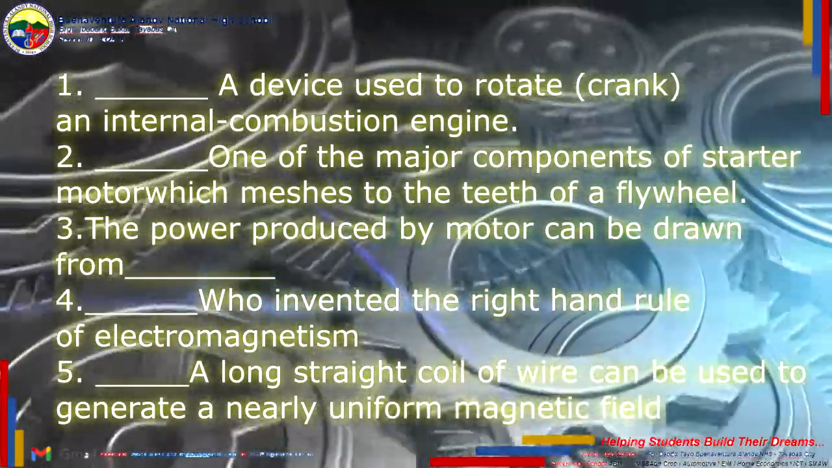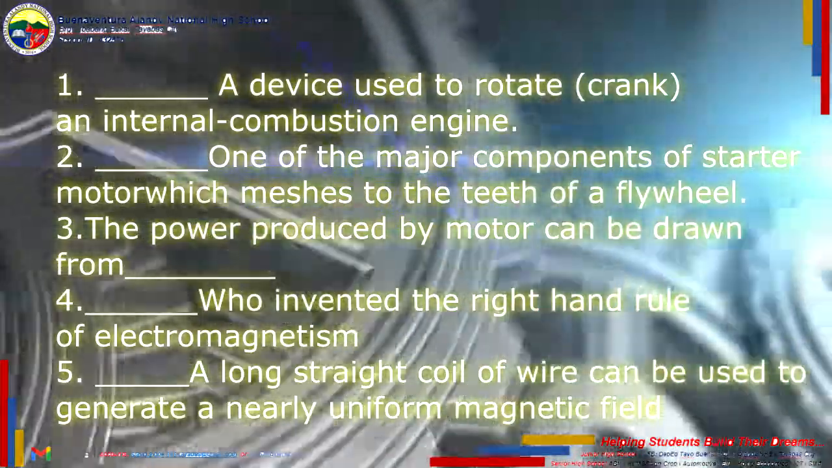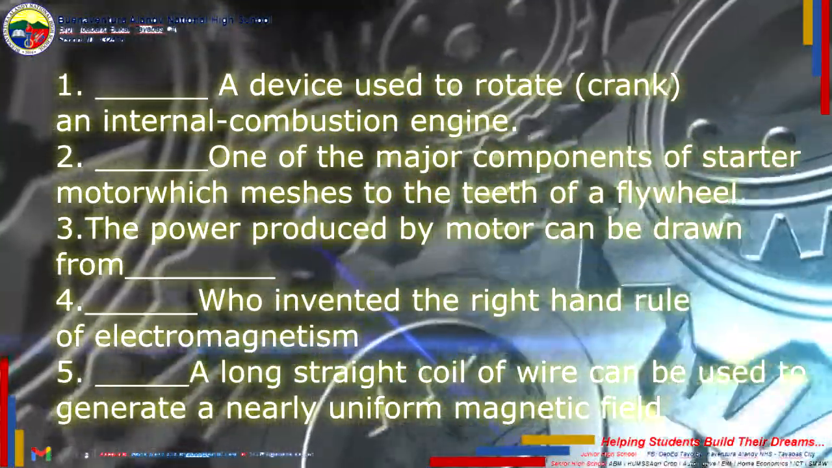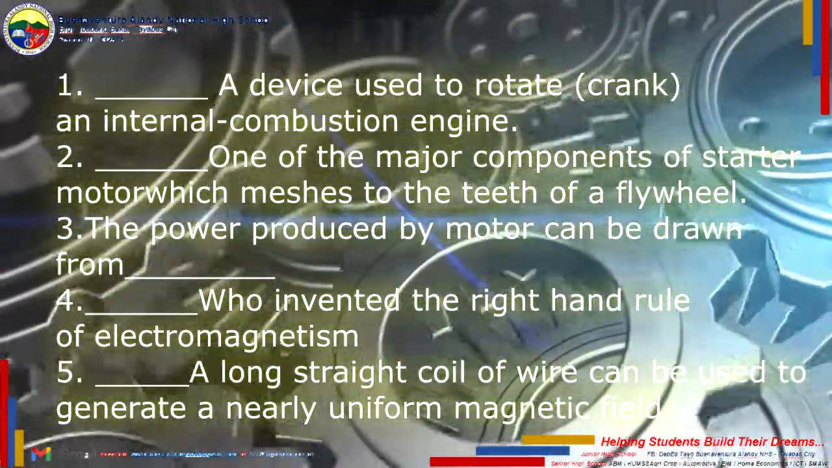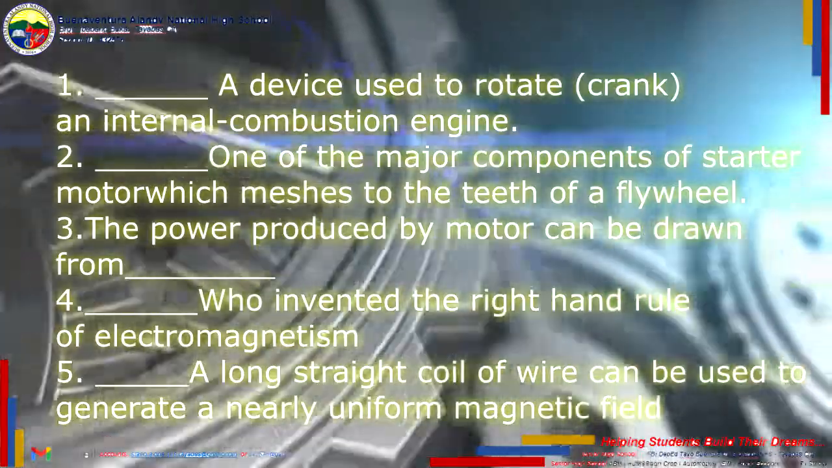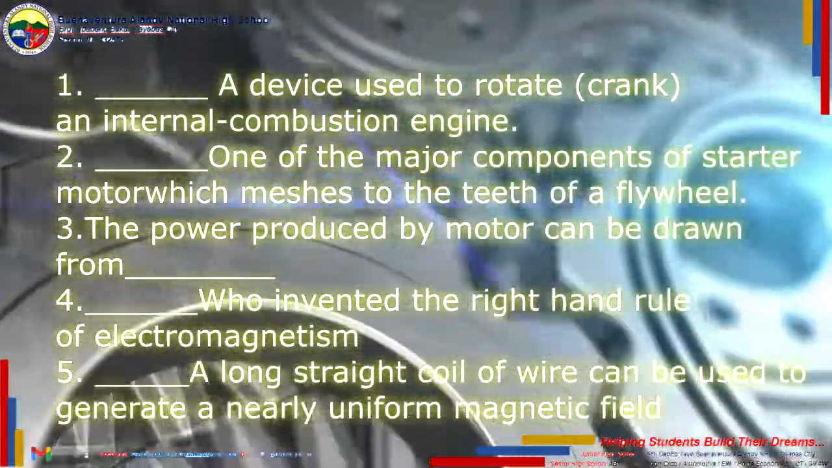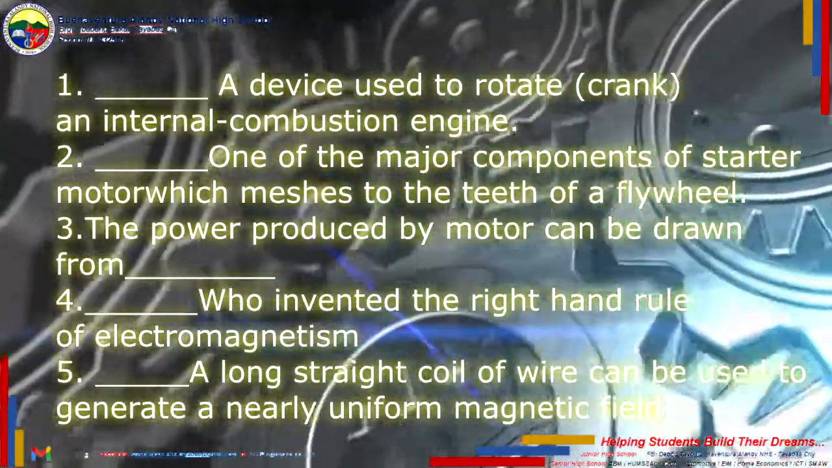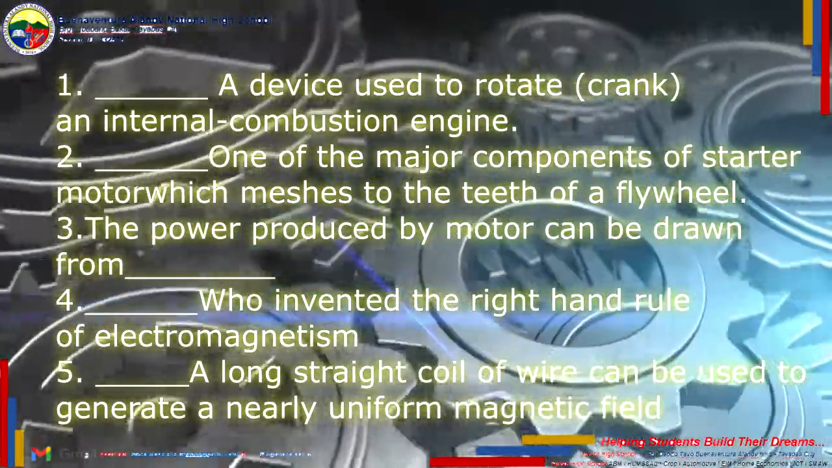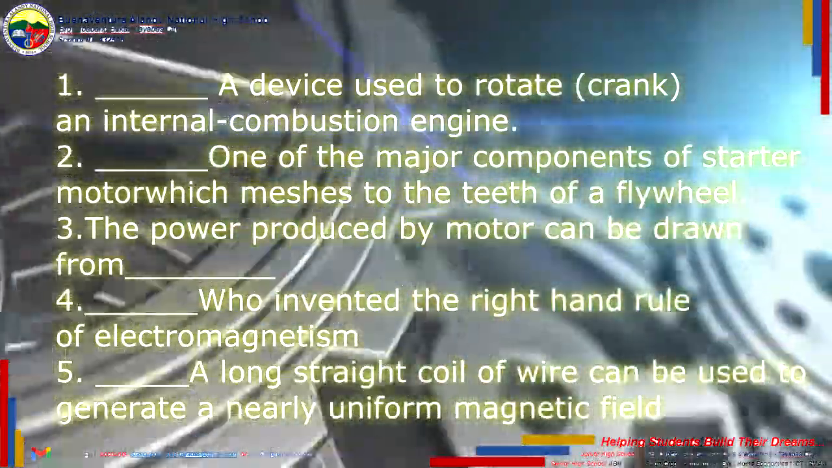Number 3. The power produced by a motor can be drawn from what device? Number 4. Planck invented the right-hand rule of magnetism. Number 5. A long straight coil of wire can be used to generate a nearly uniform magnetic field.